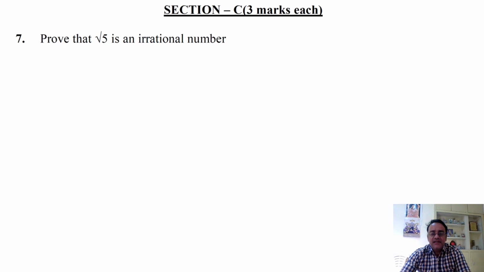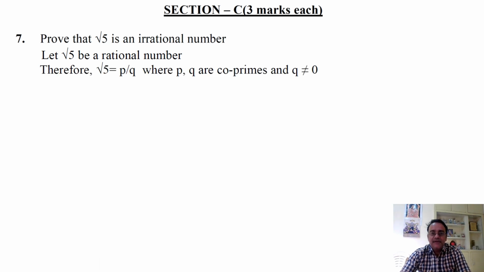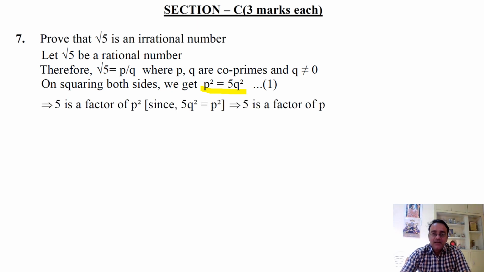So first we will use the contradiction method. Let root 5 be a rational number, such that root 5 is equal to p by q, where p and q are co-primes and q is not equal to 0. On squaring both sides, we get 5 = p square by q square, so p square is equal to 5q square. Let it be equation number 1. Now see, p square is a multiple of 5. So p square is divisible by 5, or 5 is a factor of p square. So that will imply 5 is a factor of p also. That is, p is also divisible by 5.